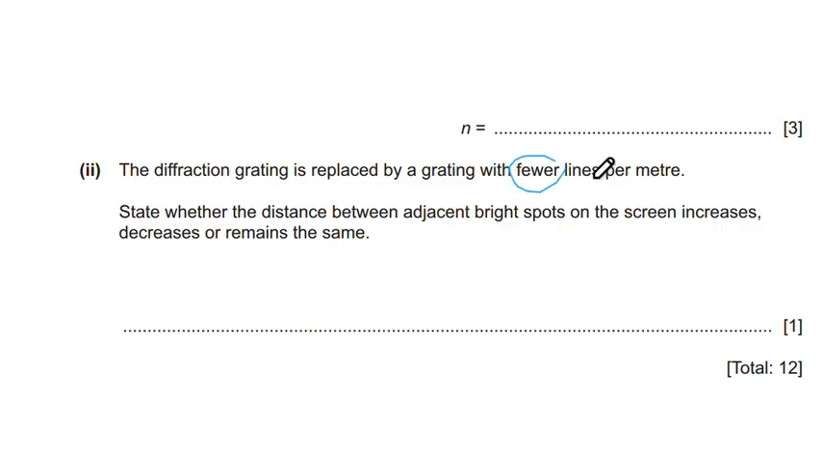Having fewer lines density means n decreases, 1 over n increases, and 1 over n is the d. And we have sine theta from the equation n lambda equals d sine theta. We have sine theta equal to n lambda over d. As d increases, sine theta and theta will decrease.